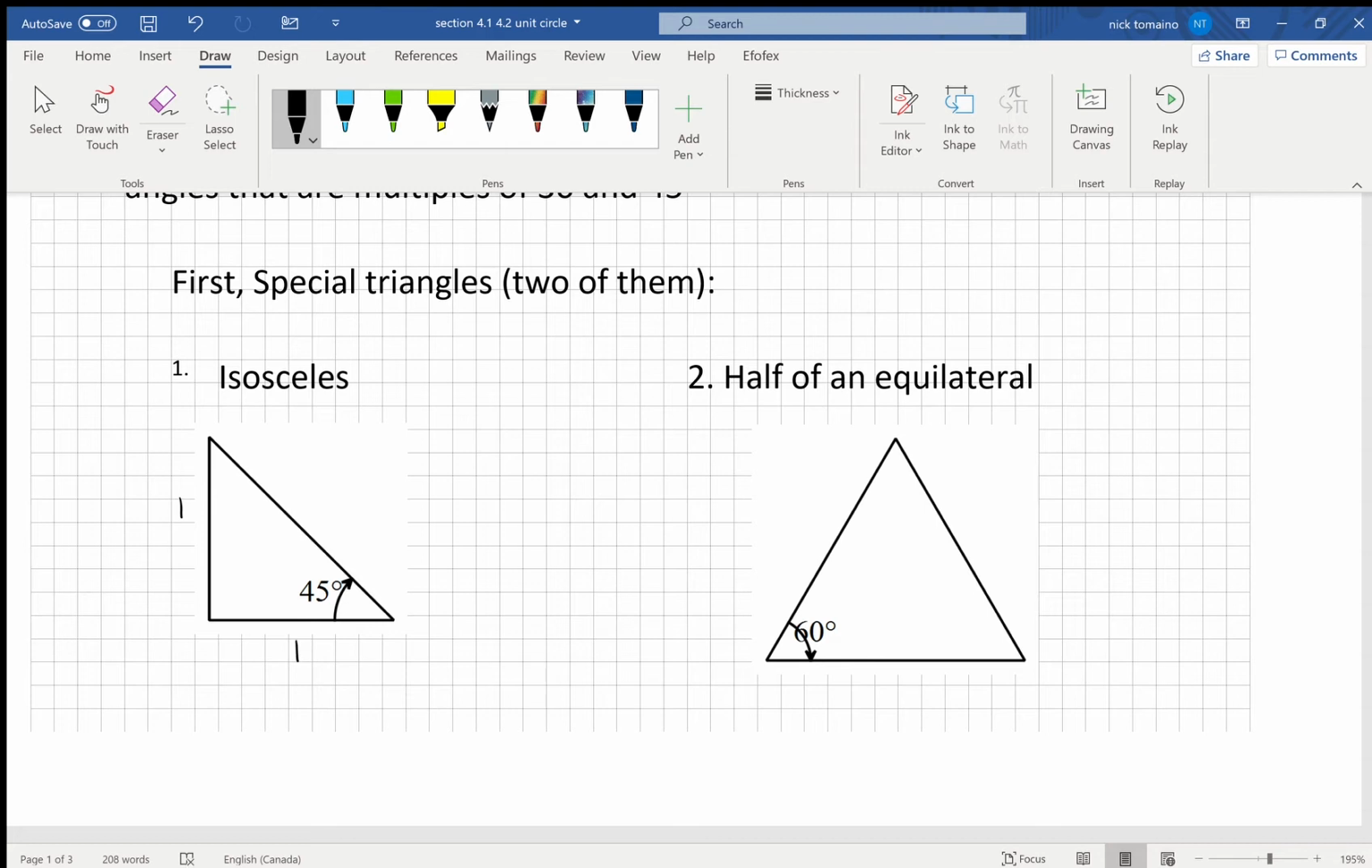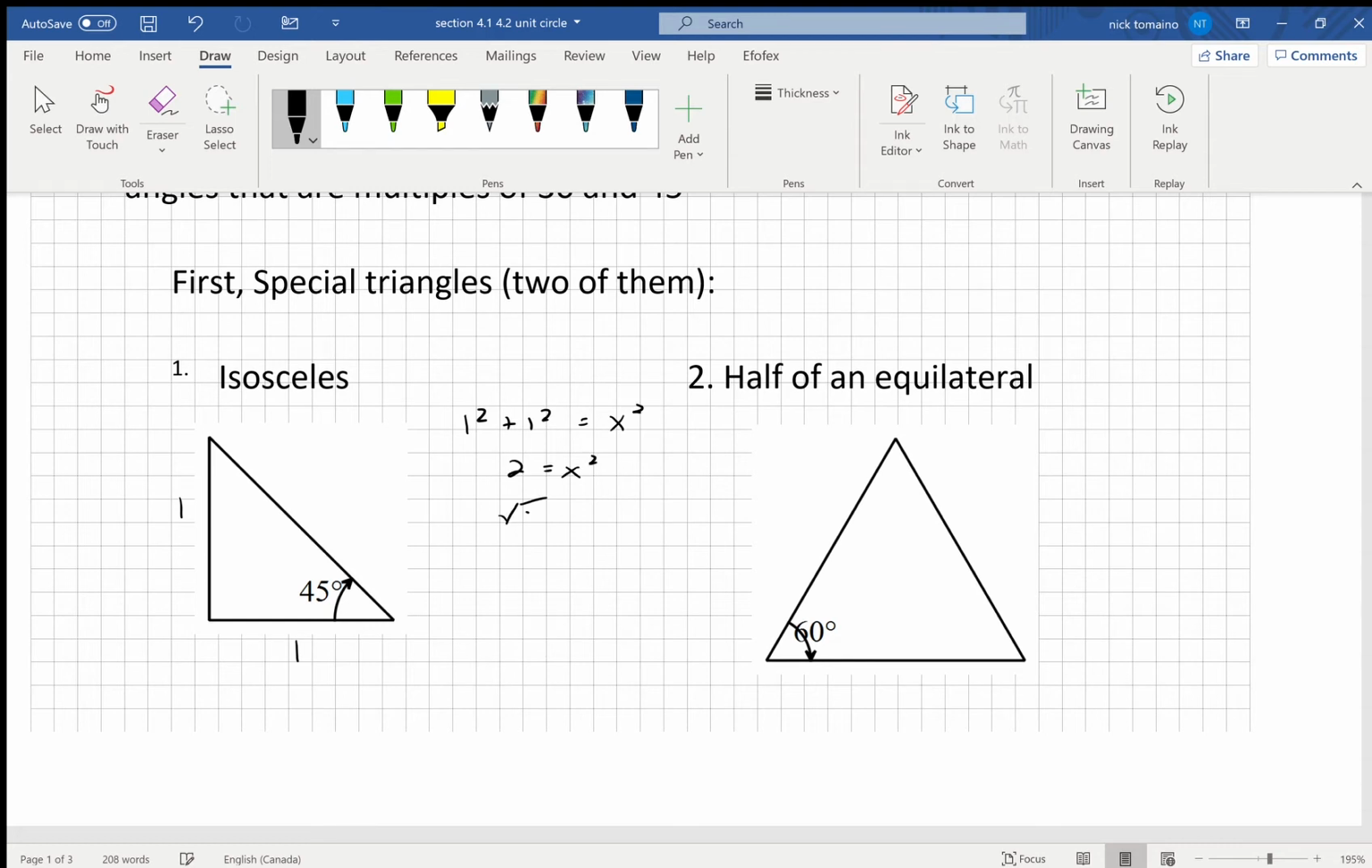And then we're going to do the Pythagorean theorem to figure out the hypotenuse. So 1 squared plus 1 squared is equal to our unknown, which we'll call x squared. So we have 2 is equal to x squared.